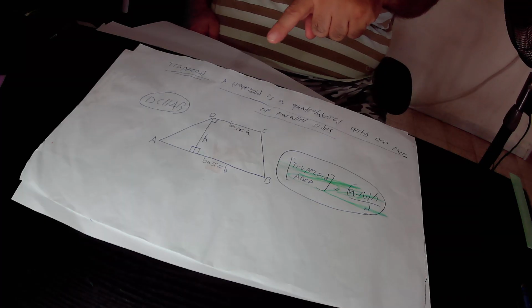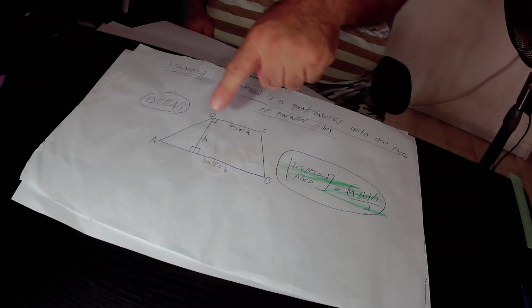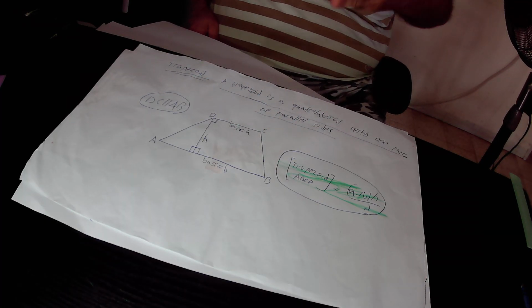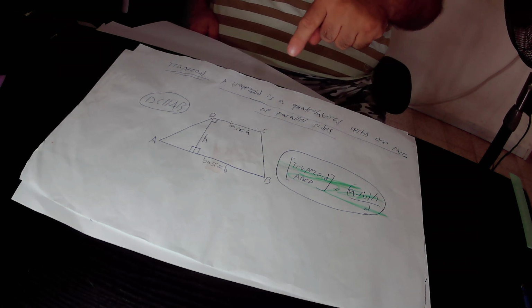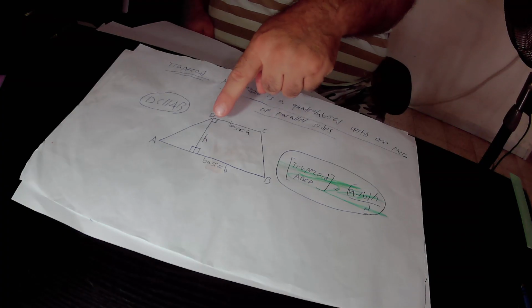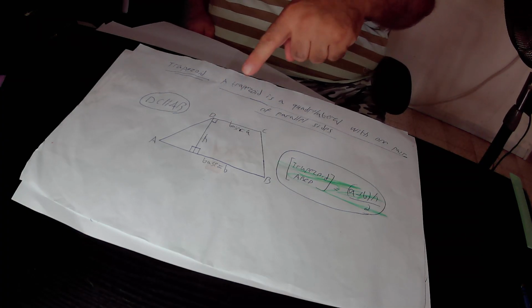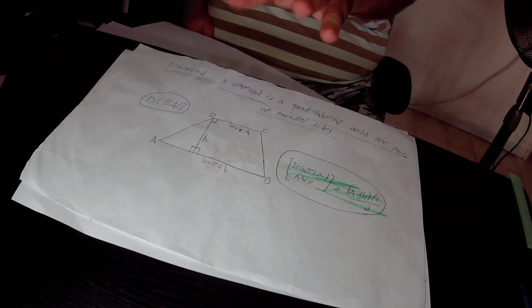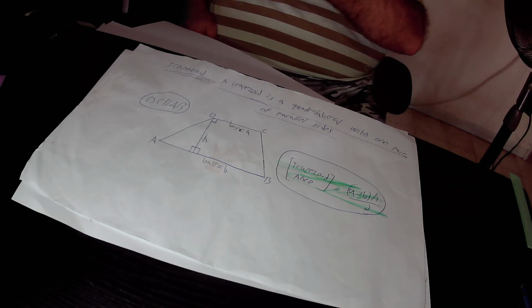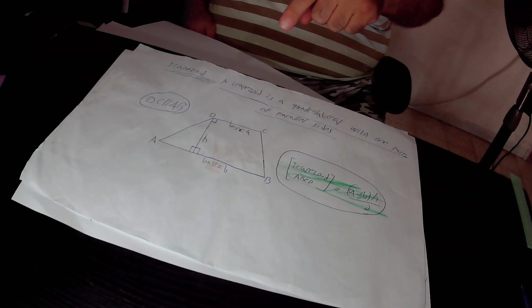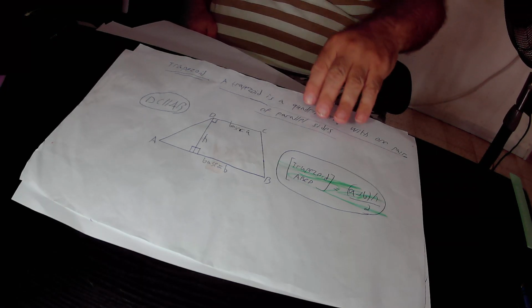If we define the length of side DC as A and the length of side AB as B, then the area of this trapezoid ABCD equals the sum of its two parallel bases, that is A plus B, times the height H over 2. The height H must create 90 degrees with the two parallel bases. Again, the area of this trapezoid equals A plus B, times the height H over 2.